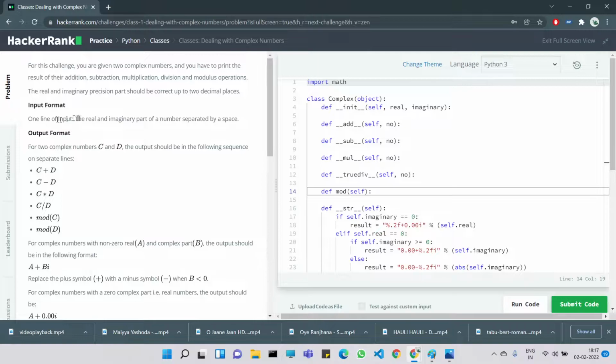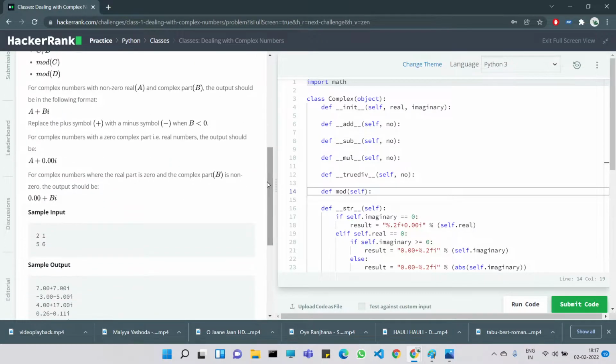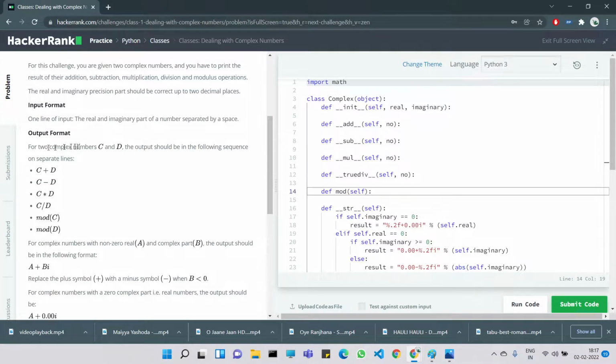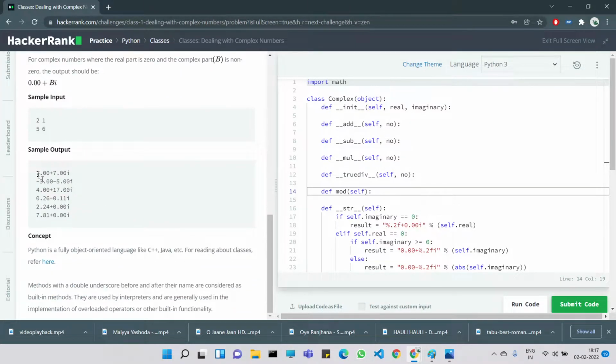Input format: one line of input, the real and imaginary part of the number separated by space. So this is going to be the real part and this is going to be the imaginary part. Likewise, first number, second number. Then for the two complex numbers C and D, the output should be in the following sequence, on separate lines: C plus D, C minus D, C star D, like multiplication, then division, modulus. So the output format should be addition, subtraction, multiplication, division, modulus, like that.